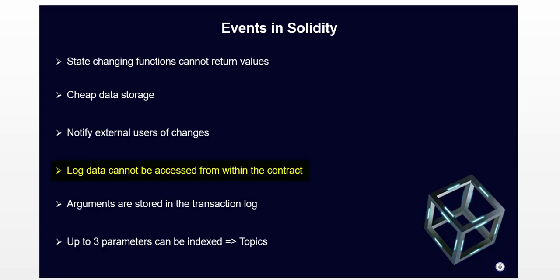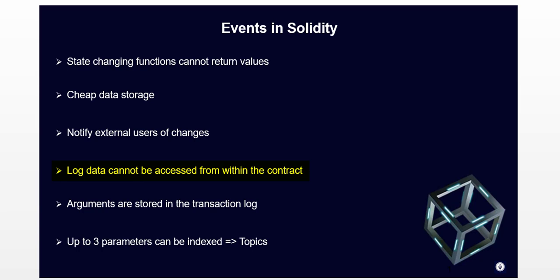It's also important to note that the transaction log cannot be accessed from within the smart contract. A client application can subscribe and listen to events, and it's also possible to query the transaction log for specific events using libraries like Web3.js or Etherscan. And a common use case is to listen to specific events and to update the user interface accordingly.